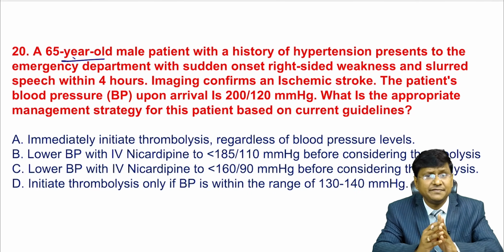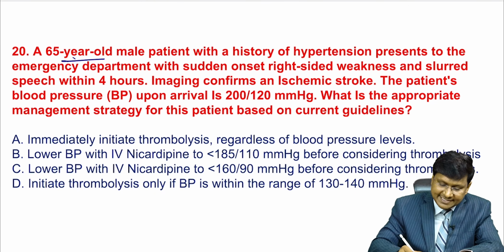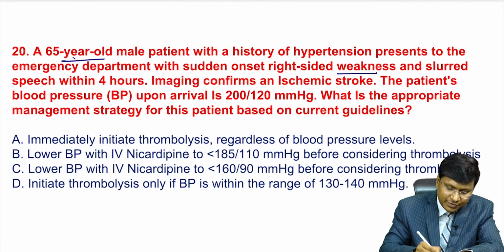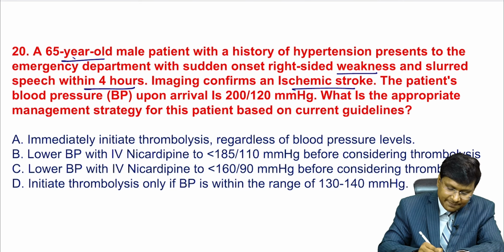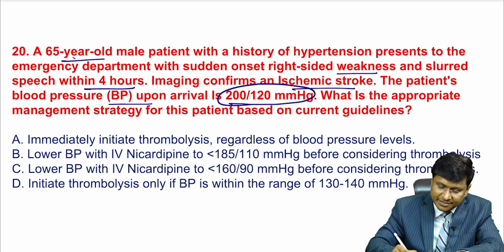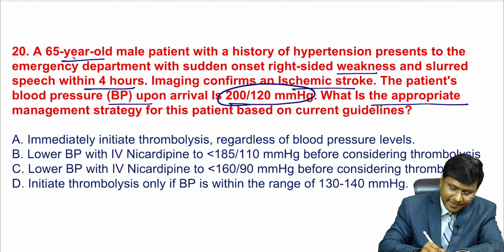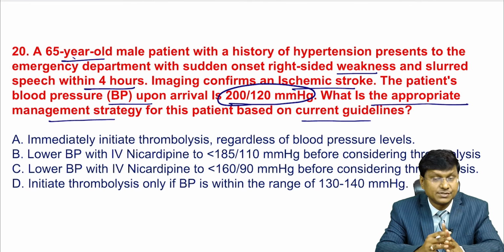We have a 65-year-old male patient with a history of hypertension who presents to the emergency department with sudden onset right-sided weakness and slurred speech within 4 hours. The imaging confirms an ischemic stroke. The patient's blood pressure upon arrival is 200 by 120 millimeters of mercury. What is the appropriate management strategy for this patient based on the current guidelines?